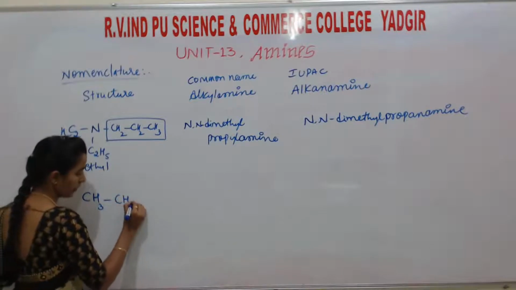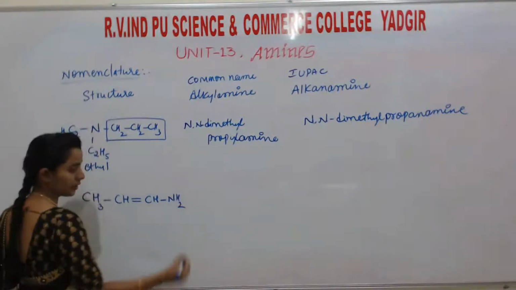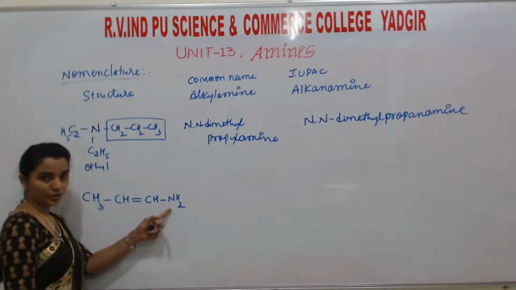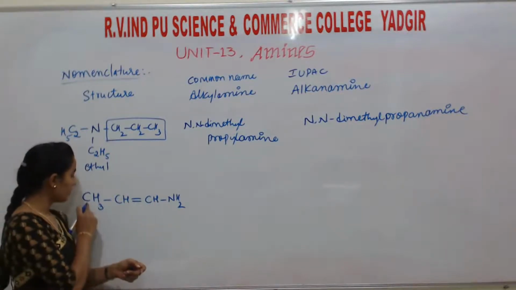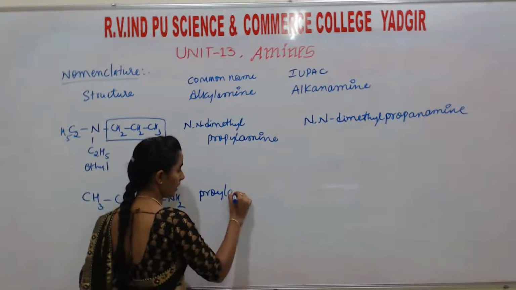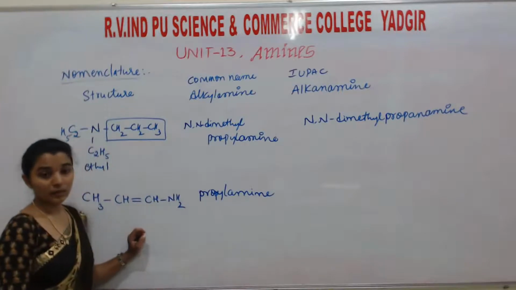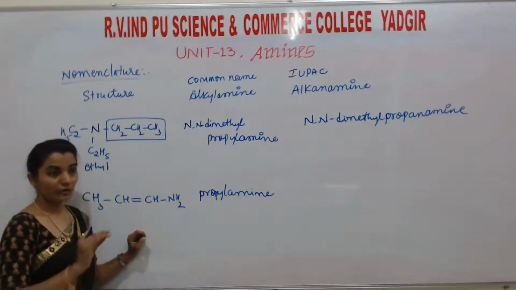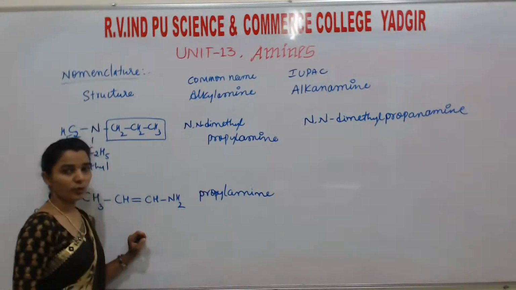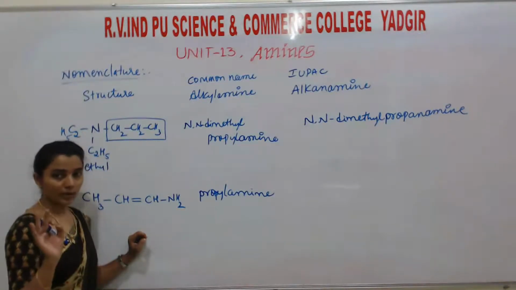Okay, students. So instead of this, if you consider CH3, CH double bond CH, NH2. Okay. So here how many carbon atoms are there? 1, 2, 3. Again, this is also propylamine. In alkylamine, whether it is alkane, alkene, alkyne, we don't classify them in the common name. It is also propylamine, or you may say propylene amine. Propylene means a double bond is there.